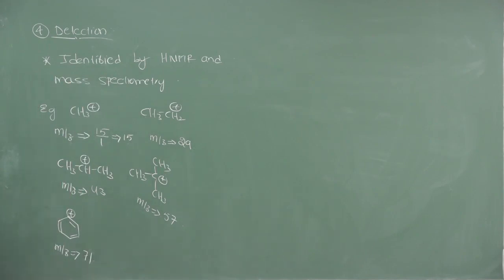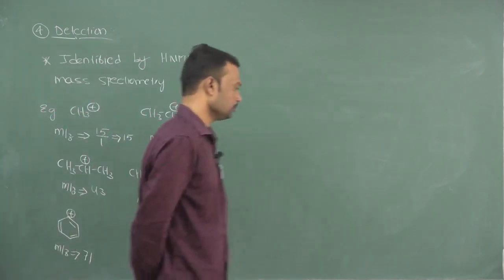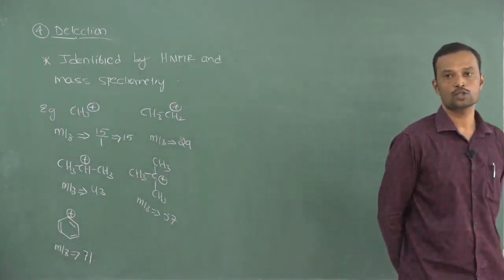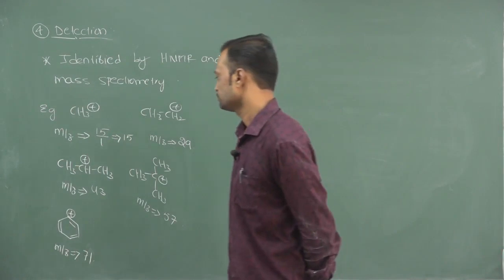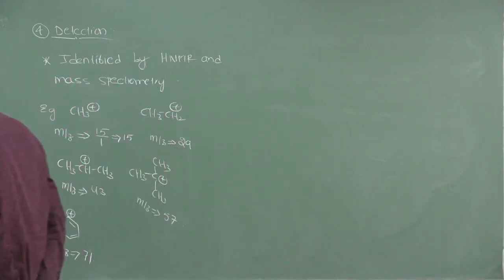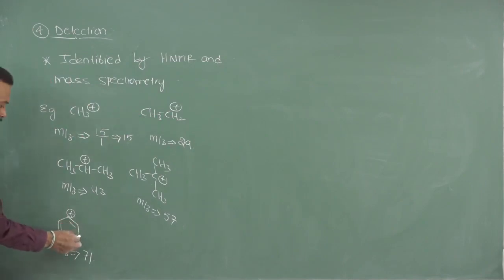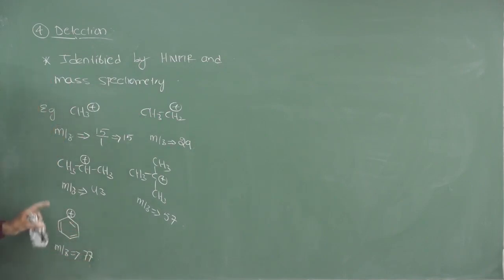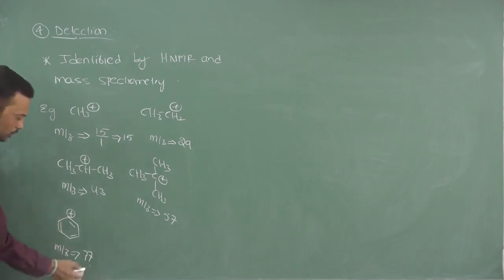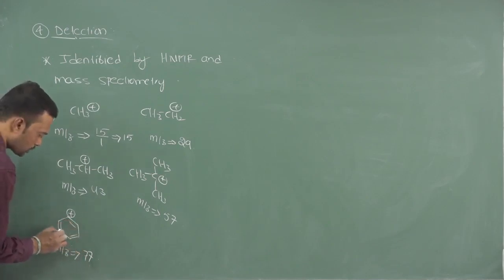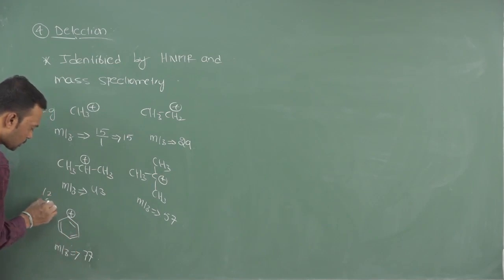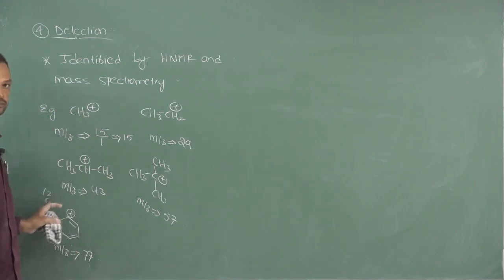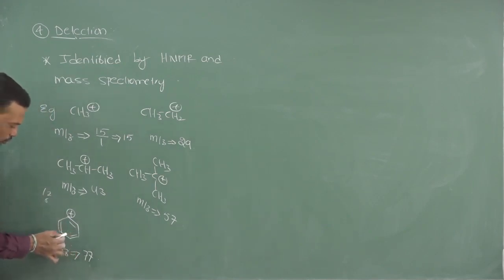Is it right? 6 carbons are present, 6 into 12, 72. 73, 74, 75, 76, 77. So, now the value is 77. 78 is benzene. If you remove one hydrogen, you will get this one. 1, 2, 3, 4, 5, 6. 6 carbons are there. 12 into 6, 72. 73, 74, 75, 76, 77.